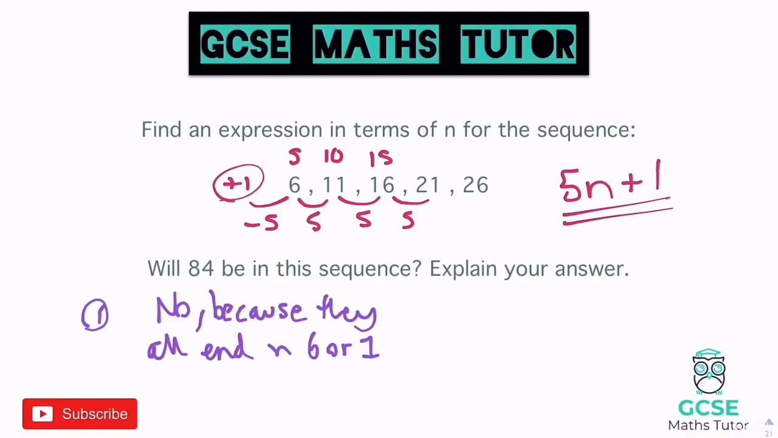There is another way, because it might not be that there's a pattern. So my second option is I can actually just make an equation. I can just say, well, does 5n plus 1 ever equal 84? And that's what that means there. Does 5n plus 1 ever equal 84? And we can solve that.